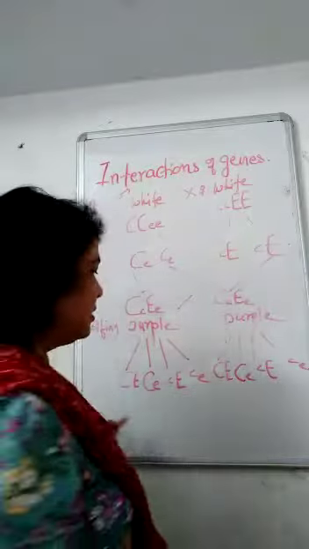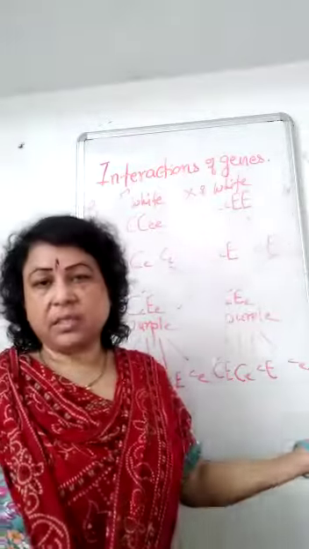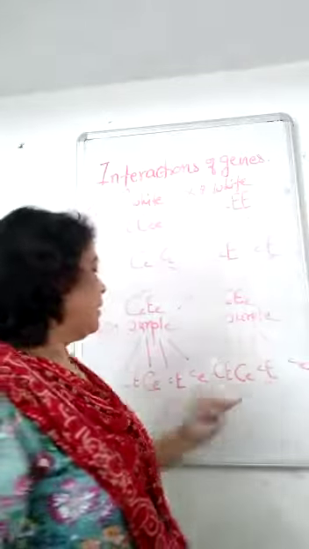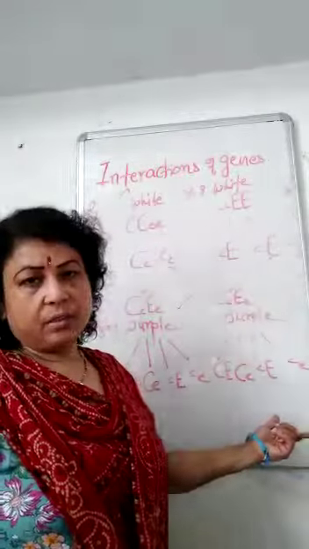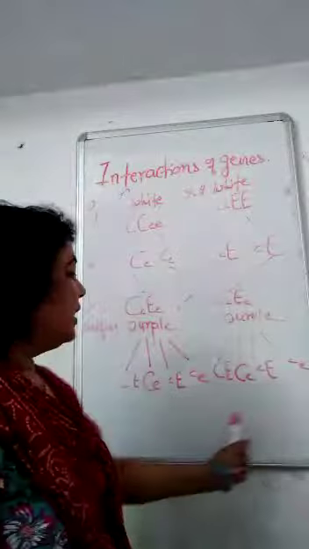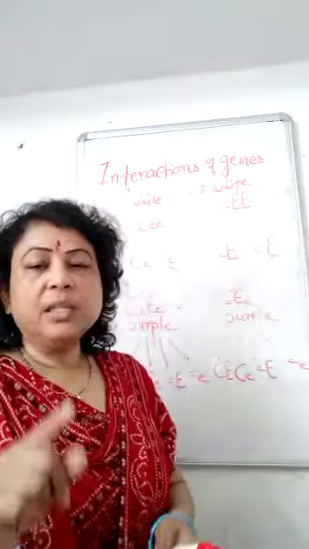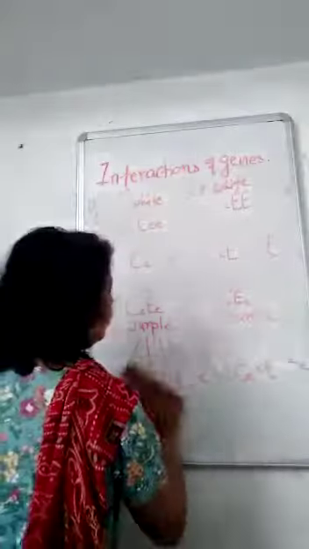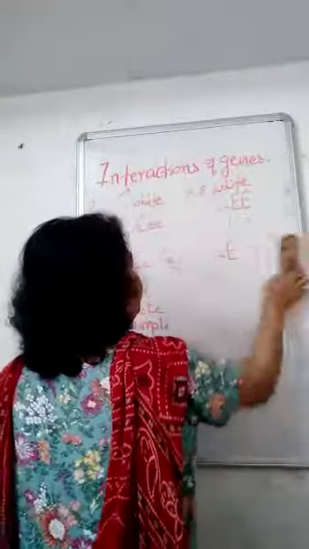In this way, there is no need to remember the gametes. Okay, we can automatically draw the gametes. Okay, so when these gametes are put in the Punnett square, we will draw the Punnett square.